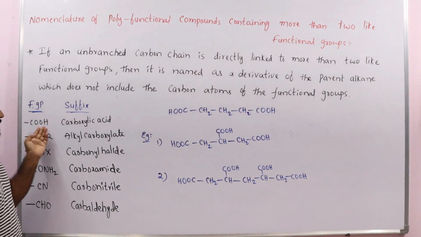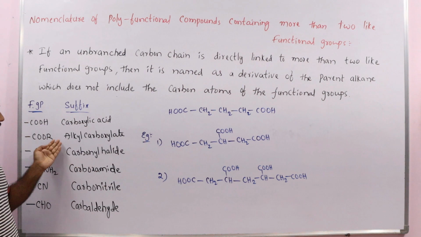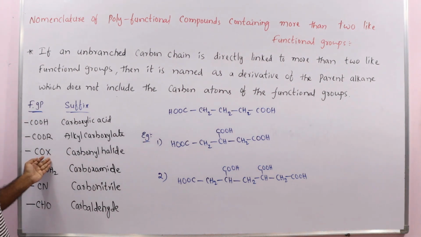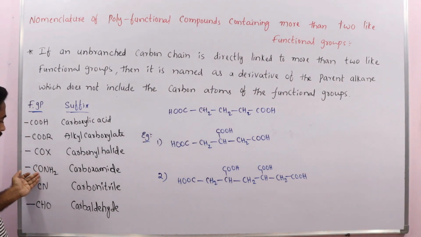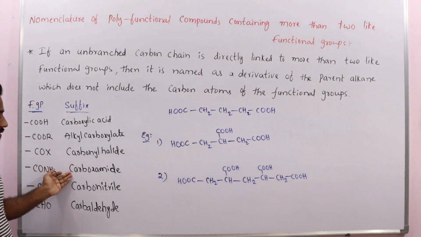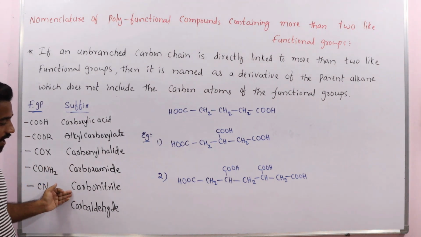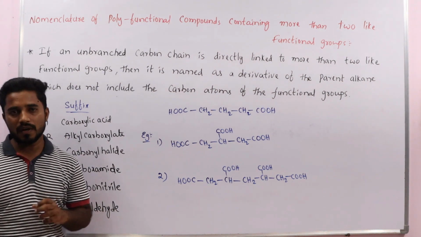When COOH is present, we have to use carboxylic acid. When COOR ester is present, then we have to use alkyl carboxylate. When COX acid halide group is present, then we have to use carbonyl halide. When CONH2 is present, then we have to use carboxamide. When CN cyano group is present, then we have to use carbonitrile as a suffix. When CHO is present, then we have to use carbaldehyde.